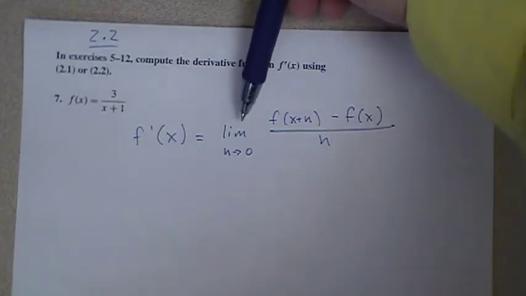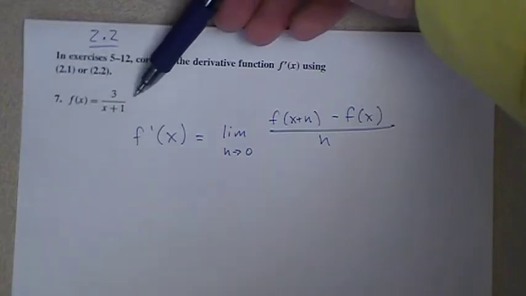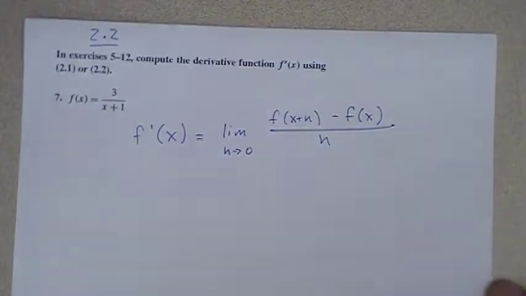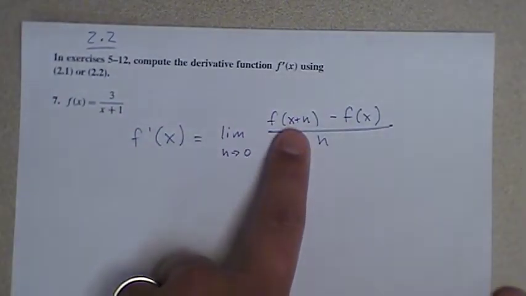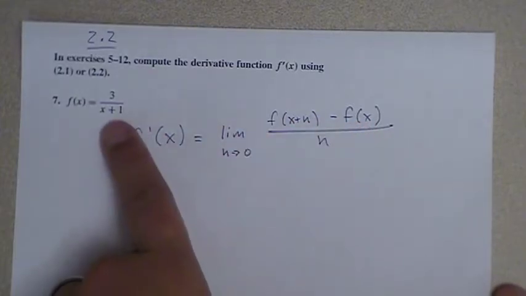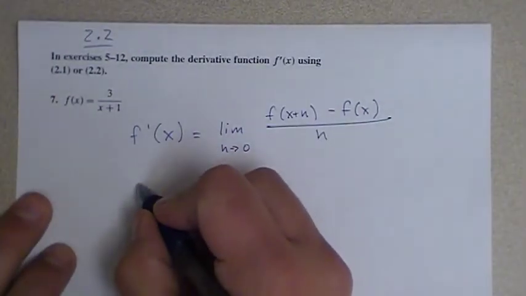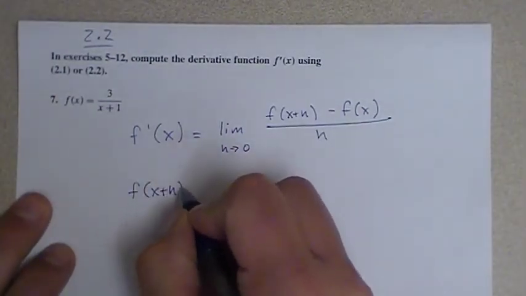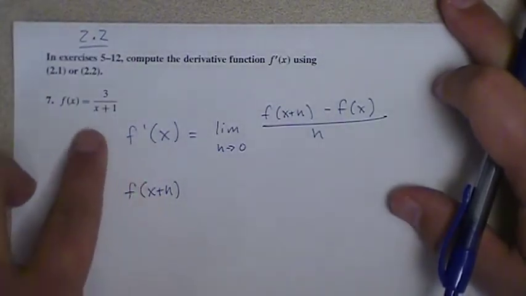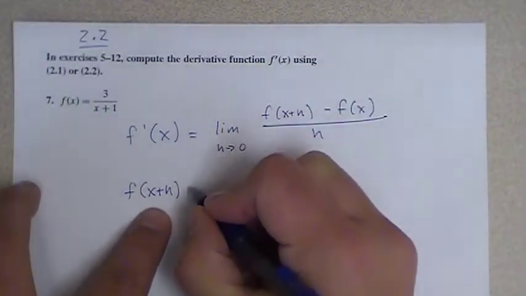So I'm going to use this formula, which the book labels as 2.2, to find f prime of x for this particular function. I realize that in this numerator I'm going to have to compute f of x plus h. F of x we already have, so that's not too bad. But I want to compute f of x plus h before I go into this formula. So f of x plus h, if this is f of x, I'm putting x plus h in place of this x in order to find the value here.